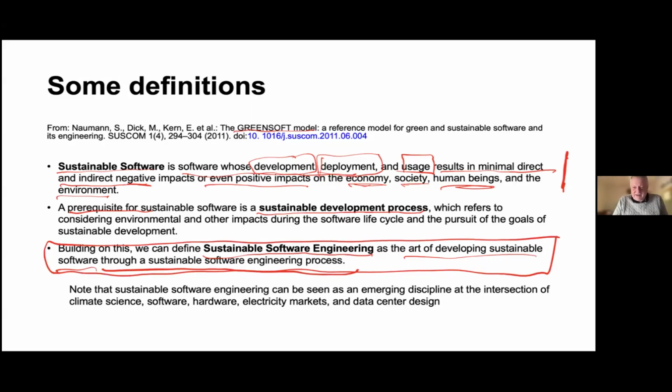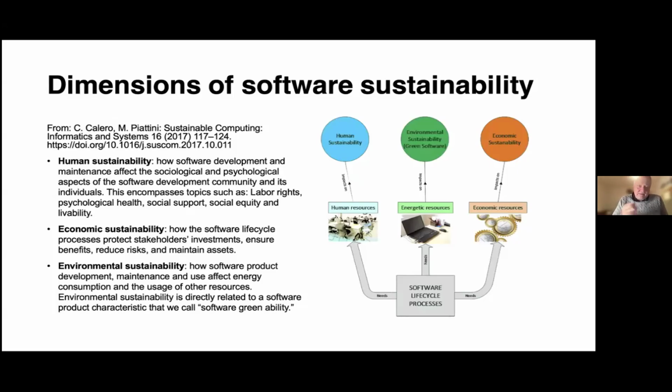It's, of course, a discipline that is at the intersection of different fields, as we have already mentioned before. There are many dimensions of software sustainability. Due to time, I will not go through all the dimensions in detail, as I think most of this is quite clear. There is, on one side, human sustainability, which encompasses topics like labor rights, psychological health, social support, social equity, livability, and all these things where humans are involved.